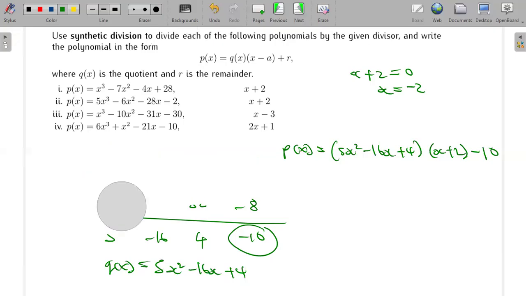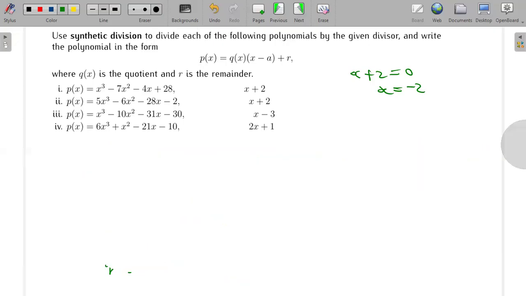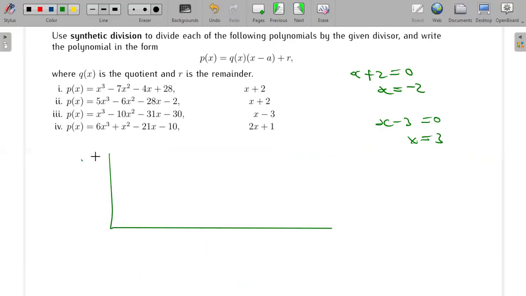Right, so next we have that one there. We make sure we do all the questions that we are able to get through. Then we have this here, where we're dividing by x minus 3. I equate this to 0, then I say x is equal to 3. And then I put them here. I'm going to have 3 there, the leading coefficient 1, negative 10 there. What follows next is negative 31. Then you have negative 30.